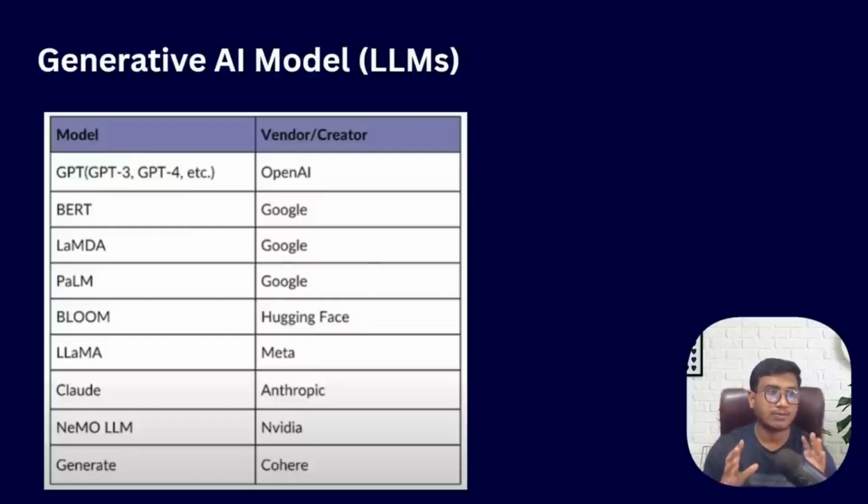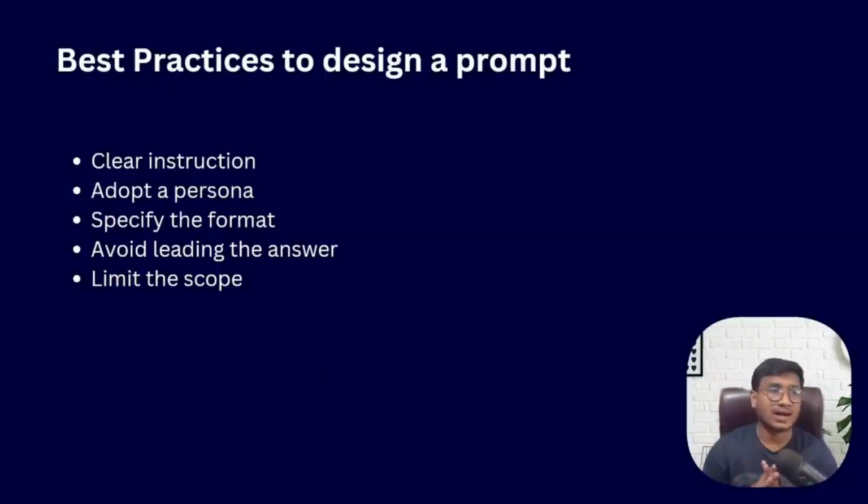I think now it is clear why prompt engineering is super important, and why whenever you want to use any kind of large language model, you have to use prompt engineering techniques, that is, always give the correct prompt to the large language model. Now let's learn about some best practices to design a prompt. If you want to design the best prompt for the large language model, you have to keep some points in mind. The first thing, clear instruction. Definitely you have to give clear instructions to the large language model. Then adopt a persona, specify the format, avoid leading the answer, and limit the scope. These are the things you have to always remember.